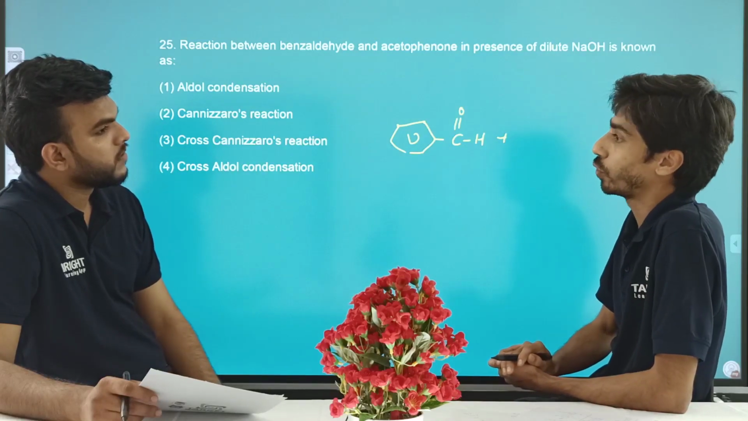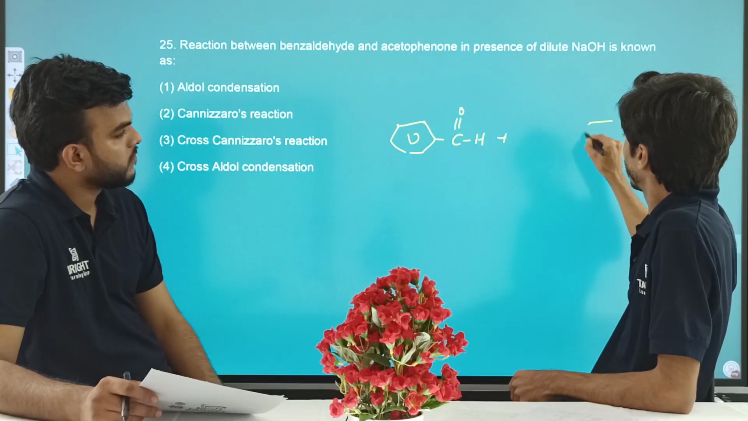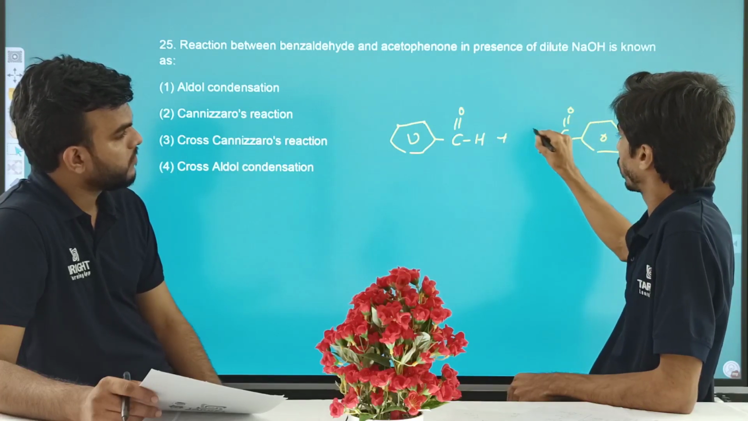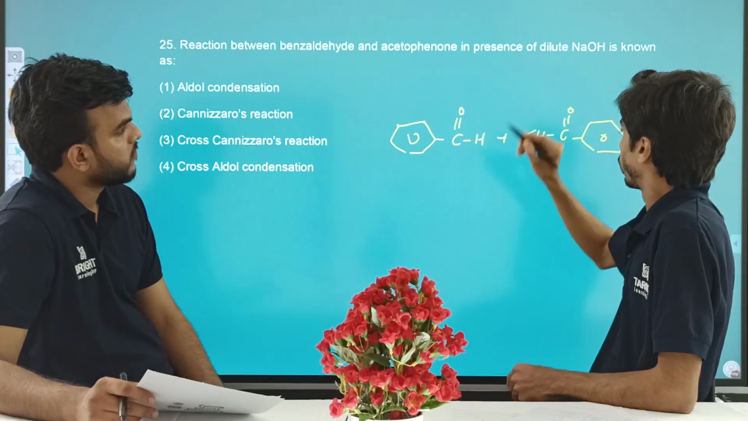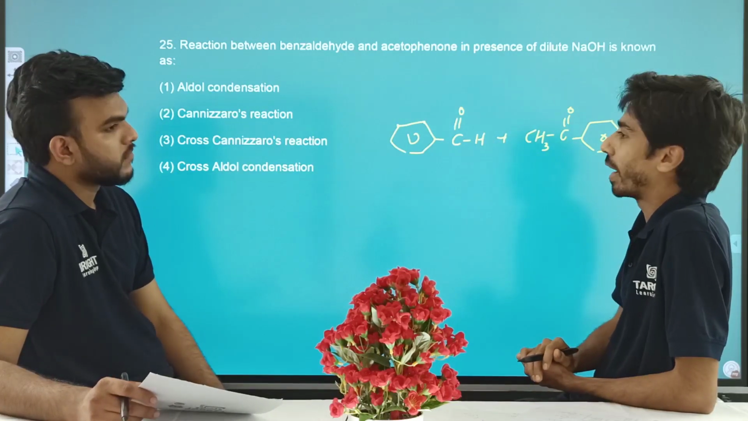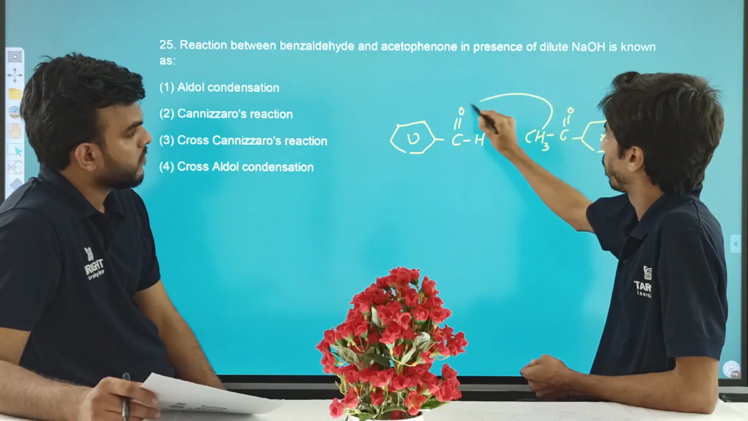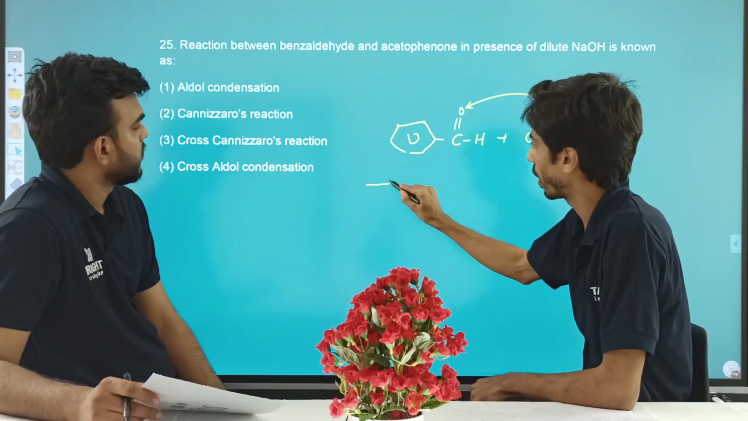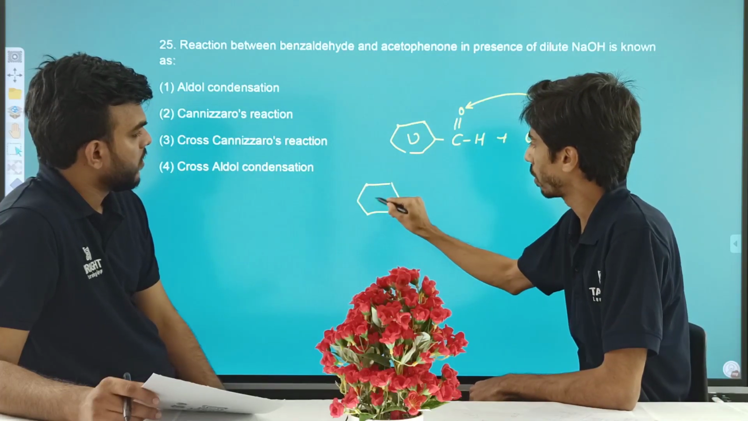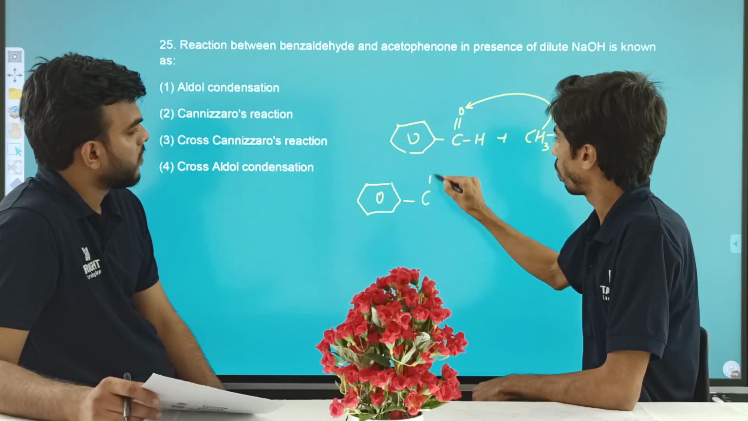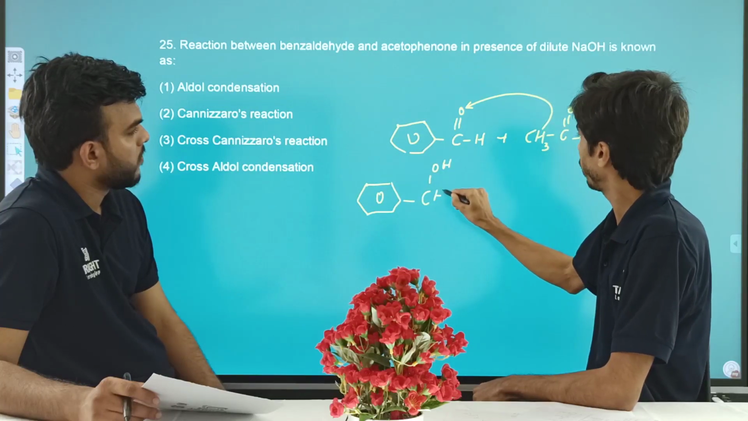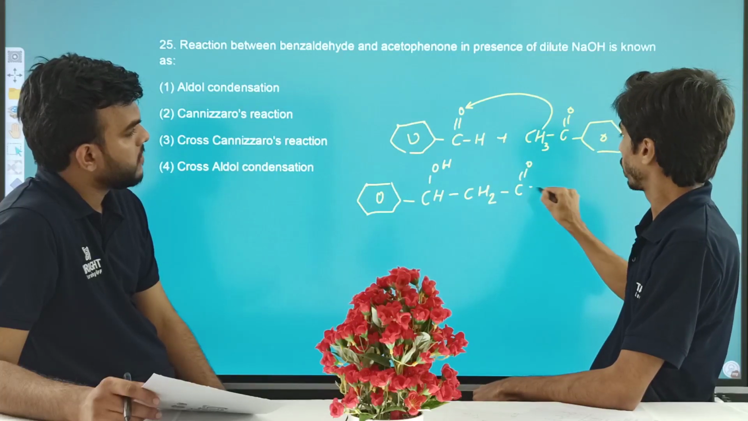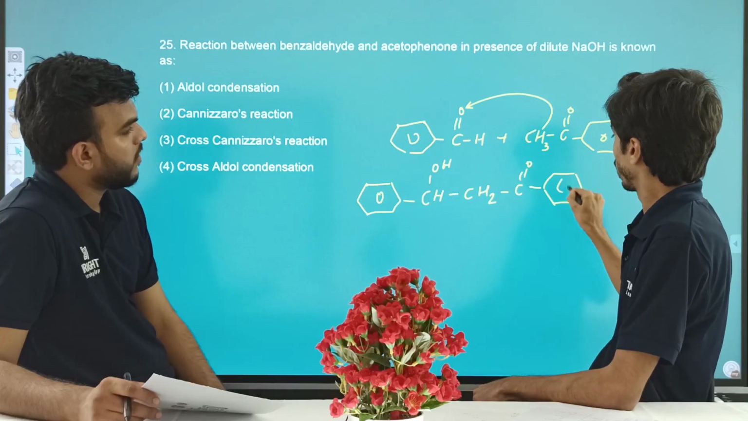Plus acetophenone. Acetophenone will be C6H5COCH3. I'll write C6H5, C double bond O, CH3. Now the carbon atom having an alpha hydrogen, that hydrogen will be transferred to the oxygen, and we'll have an addition product something like C6H5CH(OH)CH2CO with the benzene ring.